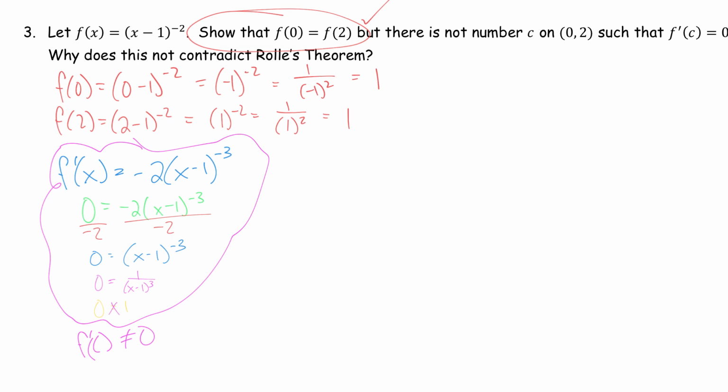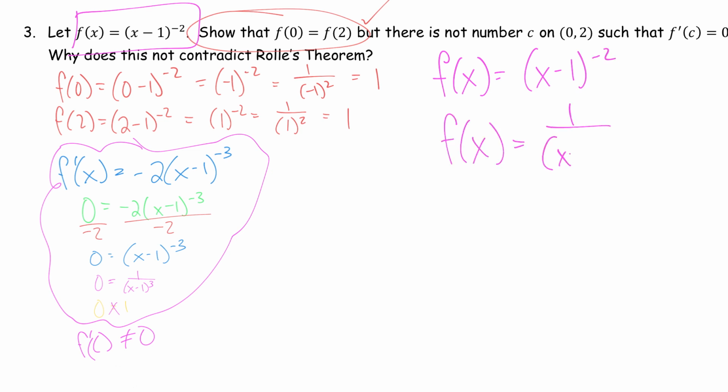So that's a problem, but it's telling us this is not contradicting Rolle's theorem. So why does it not contradict Rolle's theorem? Well, let's take a look at the function itself. So f of x can be rewritten using our knowledge of negative exponents as 1 over x minus 1 squared. Is this continuous and differentiable on the interval 0 to 2? Well, since we have a fraction, if we were to plug in x equals 1 here, we'd get 0 in the denominator, which is undefined, which means it's not going to be differentiable. So it's also not going to be continuous, right?